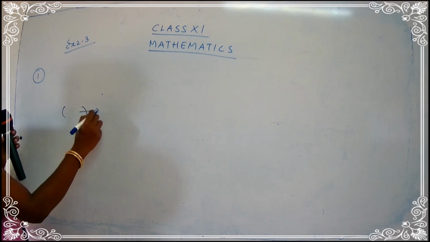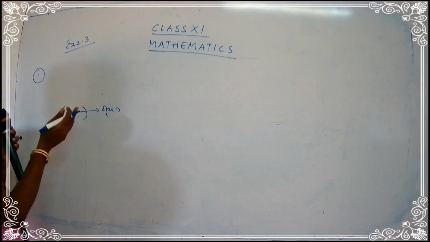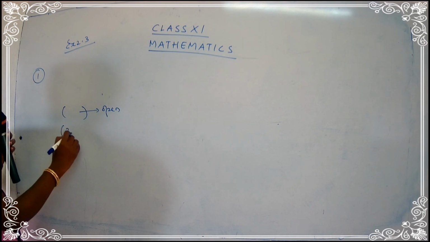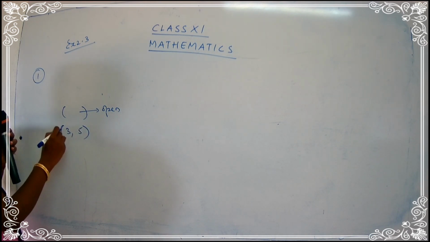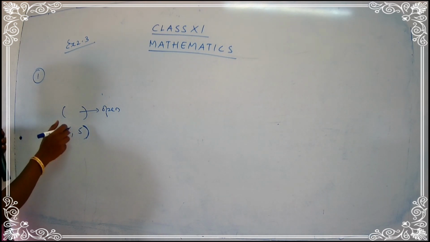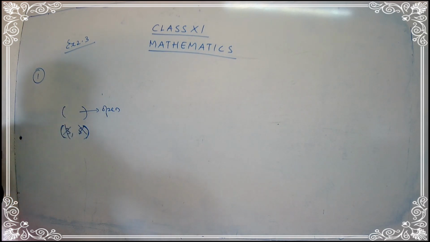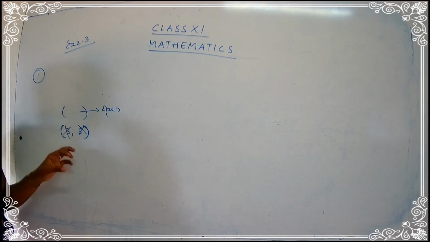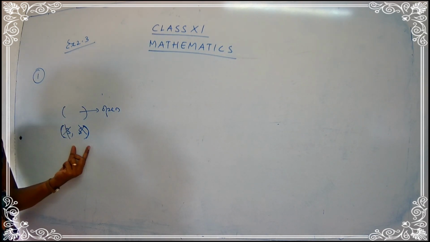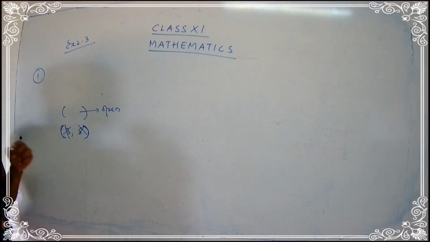So this is open interval where the numbers are excluded. Suppose you take number 3 and 5, and when you're writing in an open interval, this means the value 3 and the value 5 is excluded. We are not going to consider the number 3 and the number 5. So we are going to take the value between 3 and 5, but not 3 and 5.